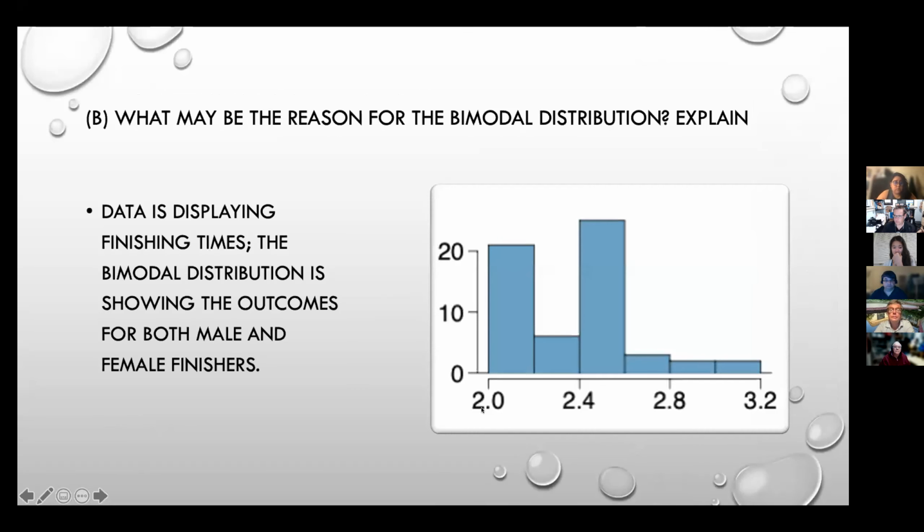For question B, what might be the reason for the bimodal distribution? Basically, I said that it was based off the male and female finishing times, so you see those 2 in there.